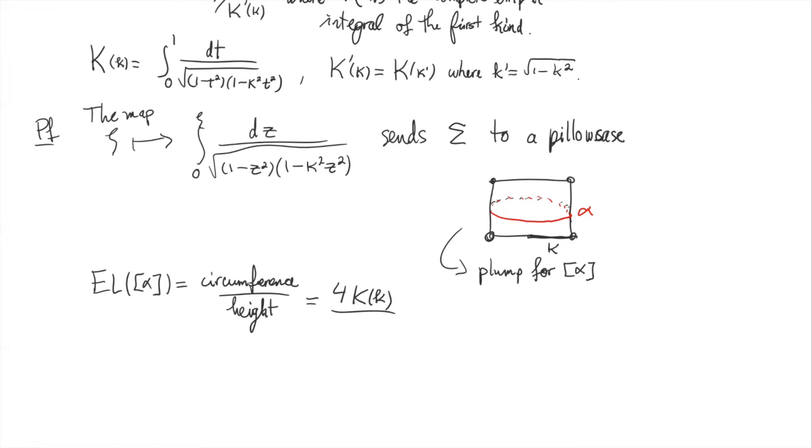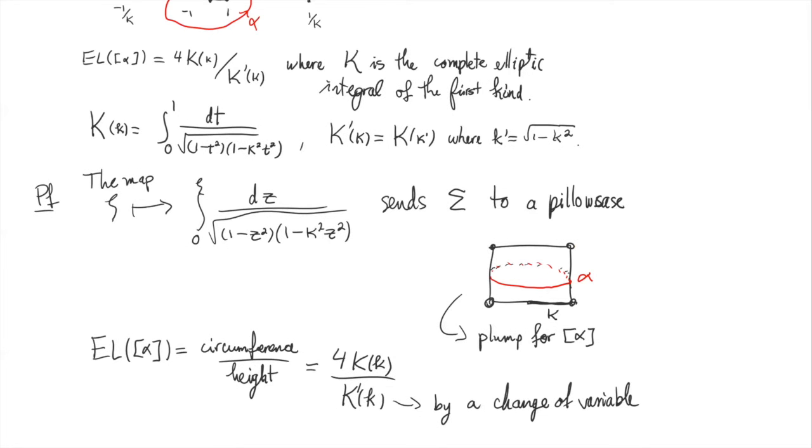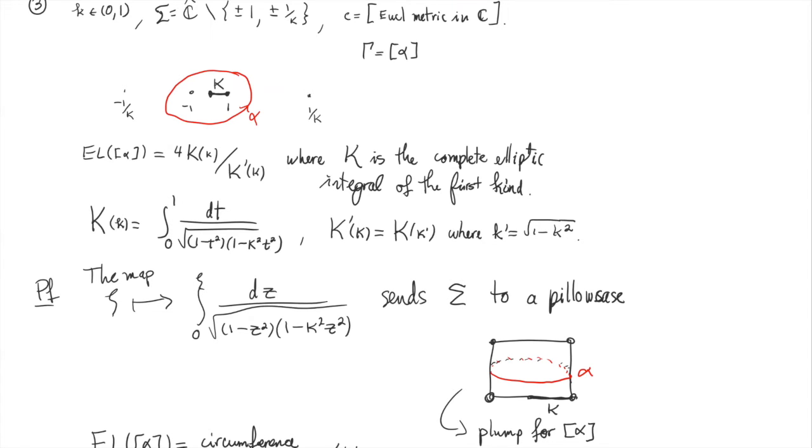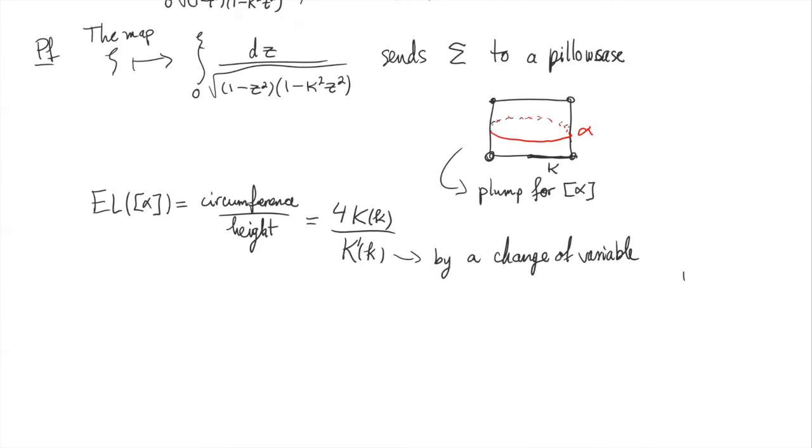And then it turns out that the height is equal to K prime of k. And this is not obvious. This is by a change of variable. So technically, to compute the height, what you need to do is to compute the integral from 1 to 1 over k of 1 over the square root of the quantity that's under the integrand for K. But then you do a change of variable, and then you can express that as another complete elliptic integral of k prime. Okay, so that's why this is true. Any questions about this?